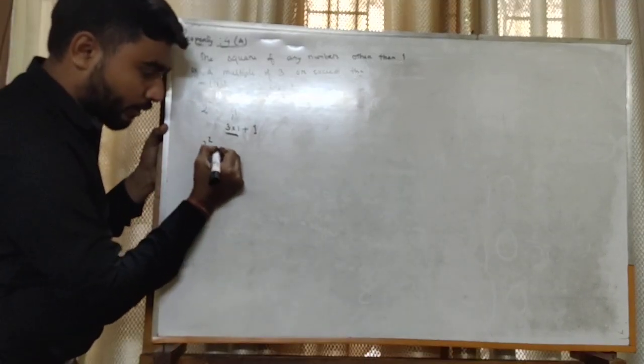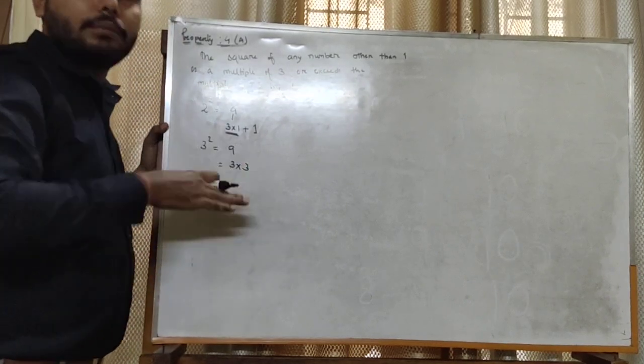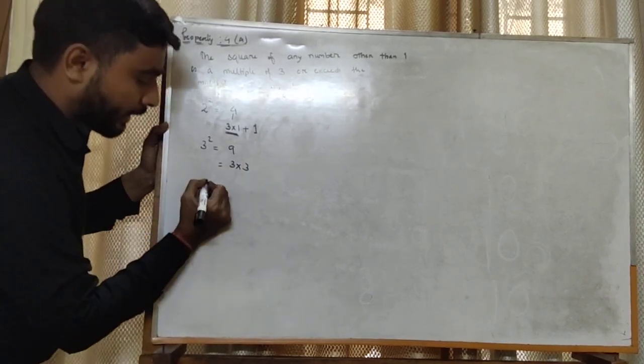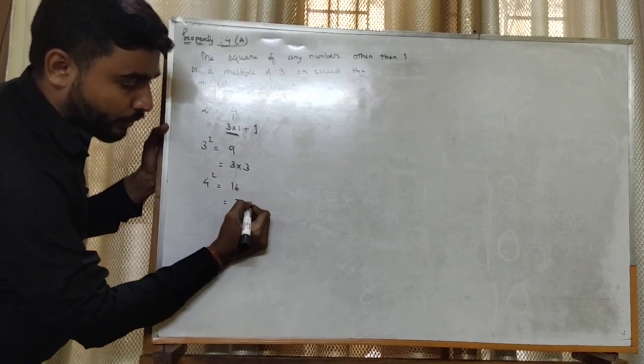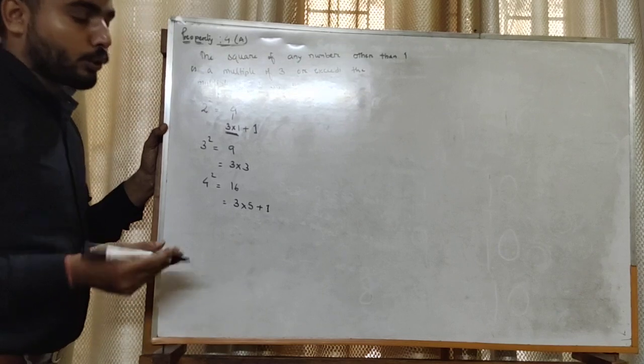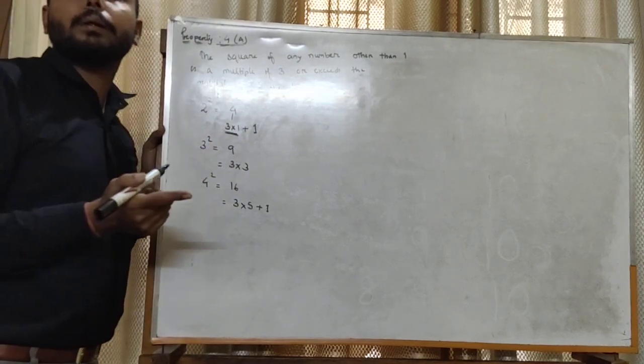Likewise you can see 3 square is 9. 9 can be written as 3 into 3. So 9 is already a multiple of 3. Likewise, next number is 4. 4 square is 16. So you will get 3 into 5, 15, plus 1. So either you get a directly multiple of 3, or you get 1 more than a multiple of 3.